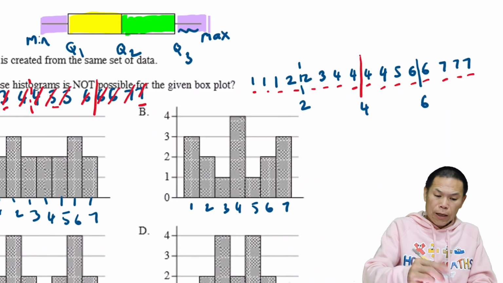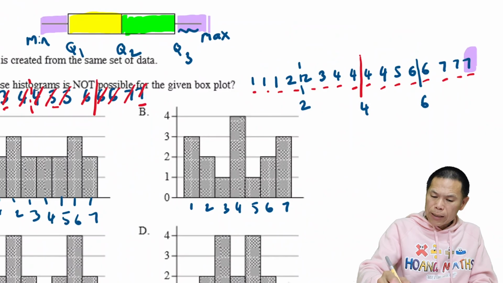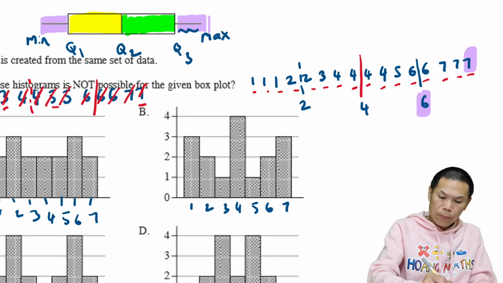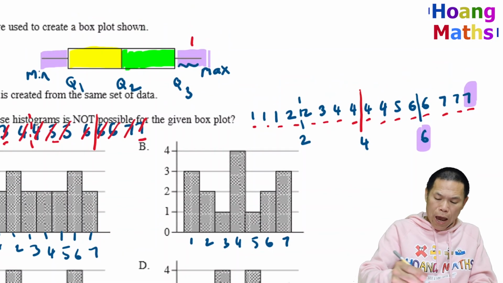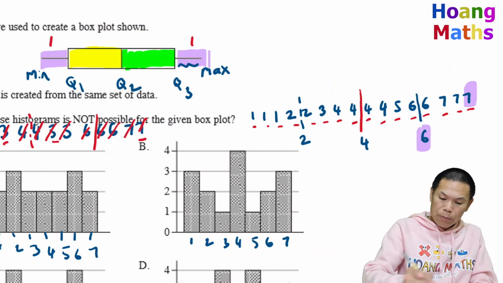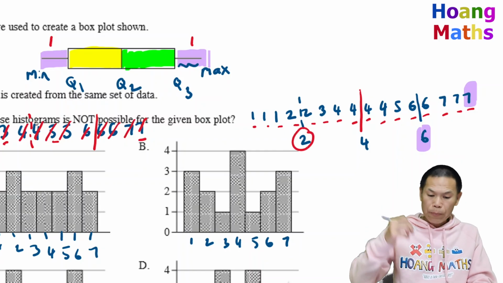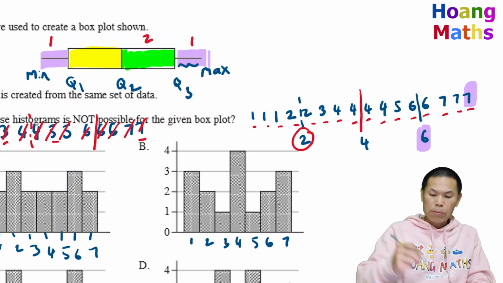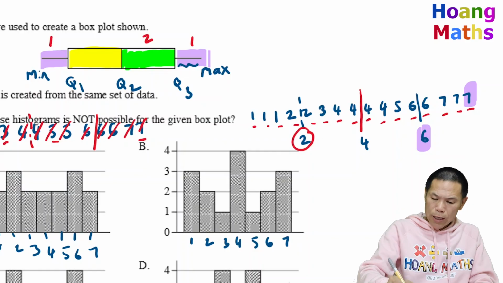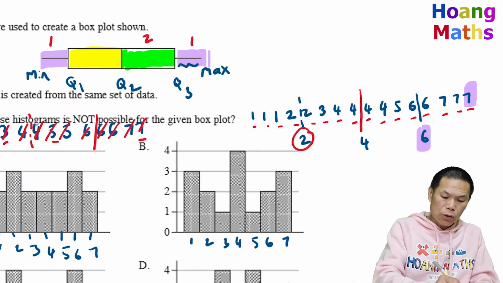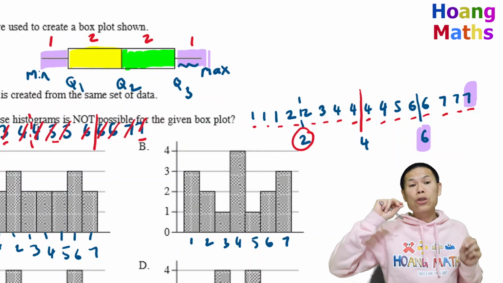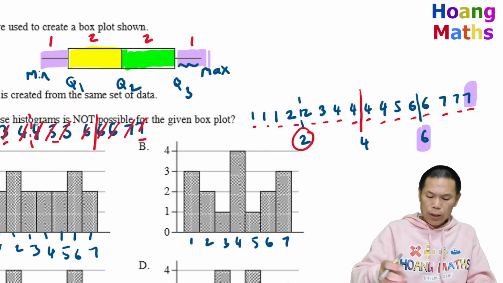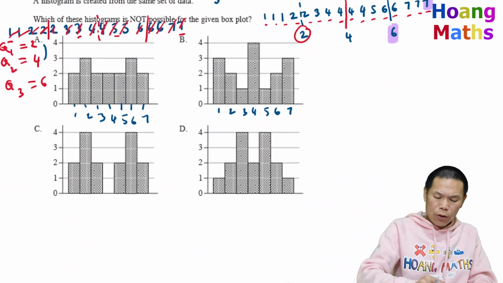This means the maximum minus Q3 is 1, and Q1 minus the minimum gives me 1, because 2 minus 1 is 1. Q3 minus Q2 is 2, because 6 minus 4 is 2. And Q2 minus Q1 is 4 minus 2, which is 2. So this actually reflects the box plot. So it cannot be A or B.